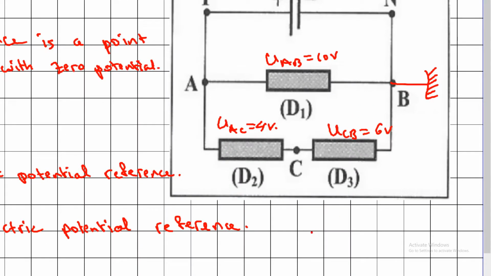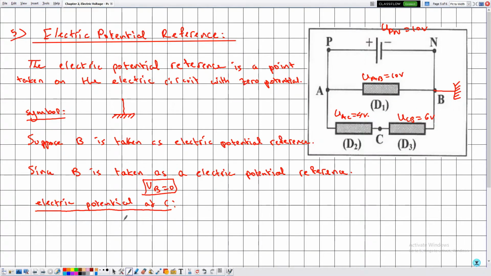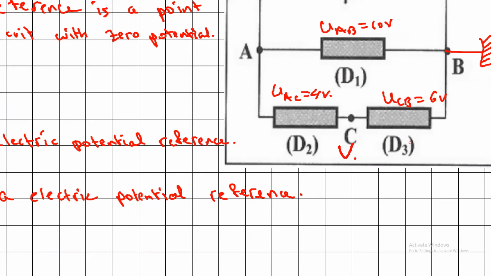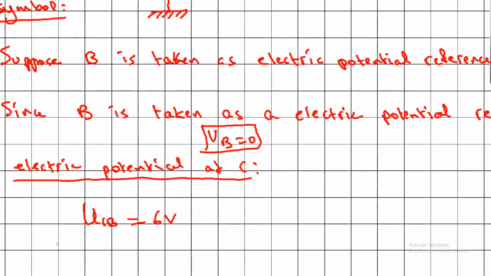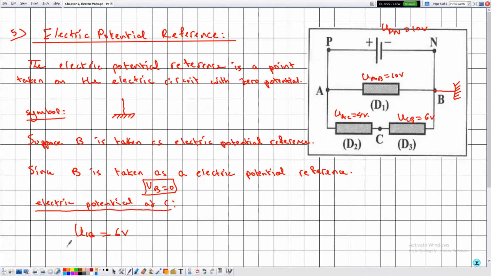In order to determine the electric potential at the point C, we need to know the voltage that relates this point to another point, in such a way that we know the electric potential at the other point. So for example, if we consider the voltage UCB, we are moving from B to the closest point. UCB in this case is equal to 6 volts. VC can be extracted from this because we know that UCB is equal to VC minus VB. Now this is equal to 6.